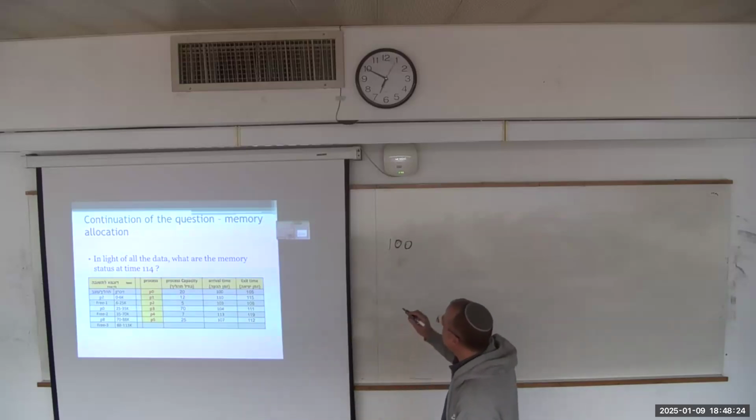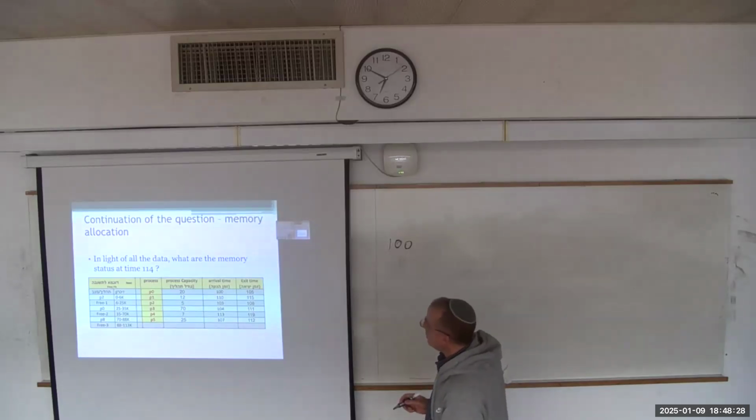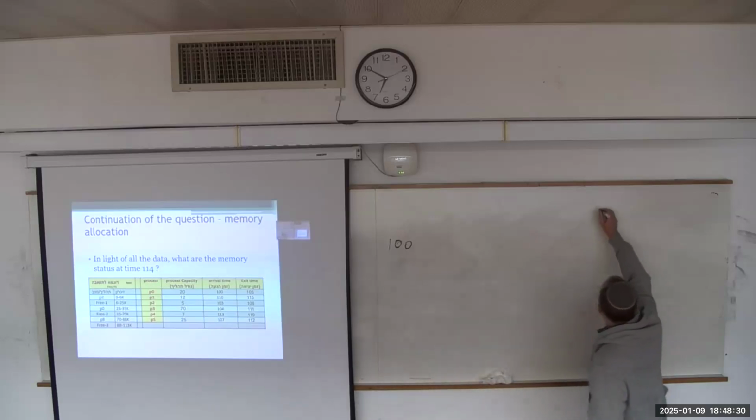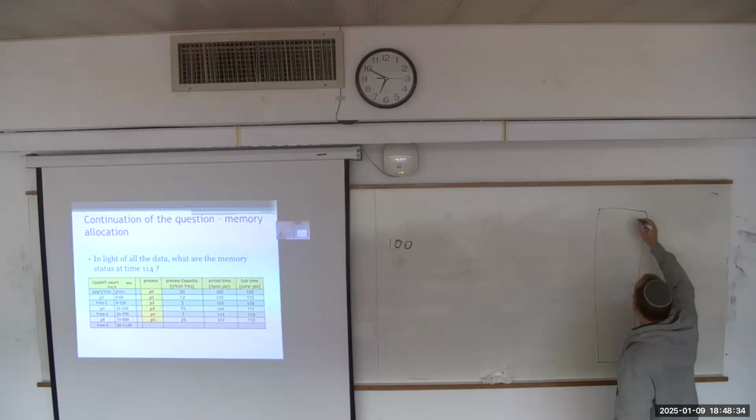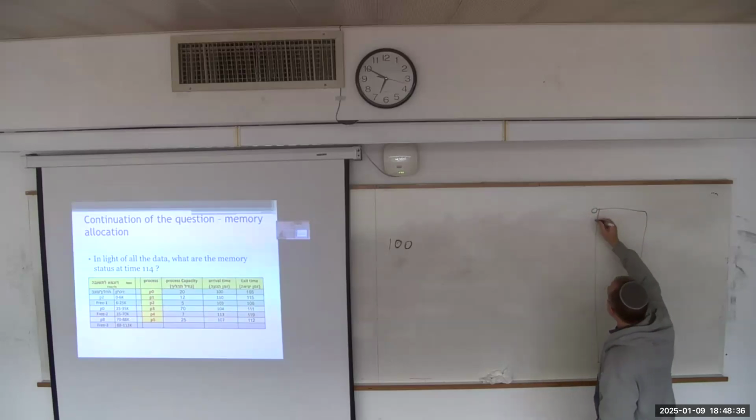Okay, so at 100, what happened? He takes the first 20. First 20 kills. Let's draw a picture of the memory, and this is going to be easy to draw, because we're going to write 0, 2, 4. We're going to need a lot more. It goes up to 100.